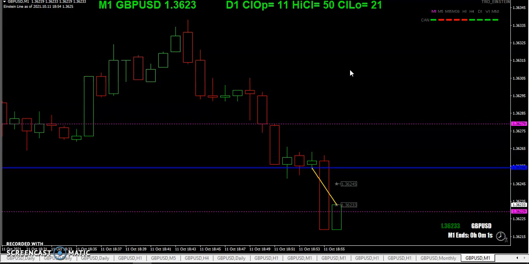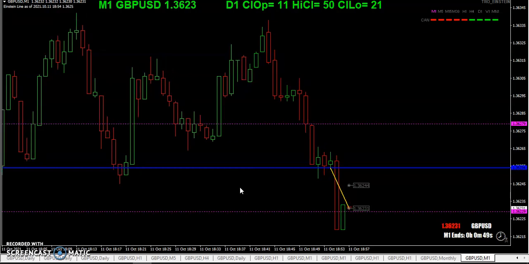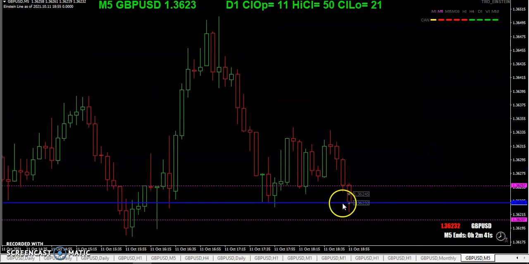So as I mentioned before, we're almost at the top of the hour. Not a particular time that I would want to take the trade. And of course, we're looking at the 1 minute chart. You could look at the 5 minute chart. Now, when I do that, it's going to change the Einstein line once again.